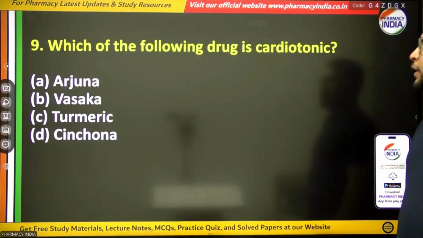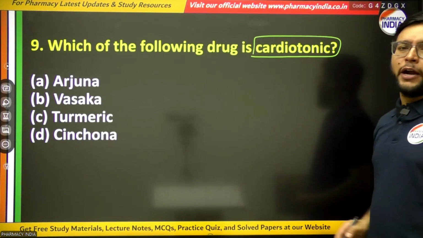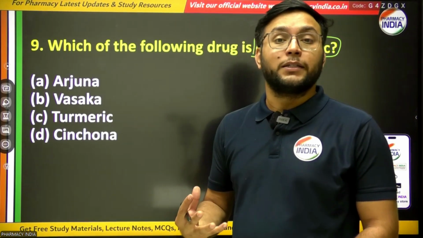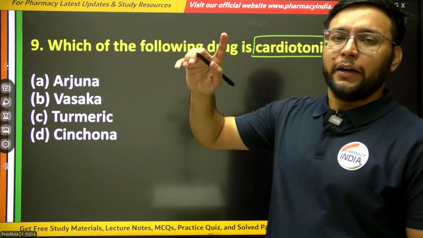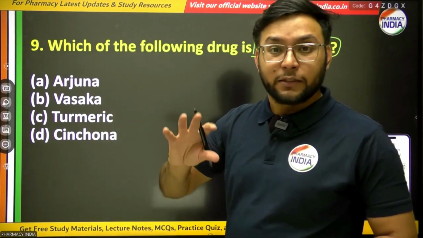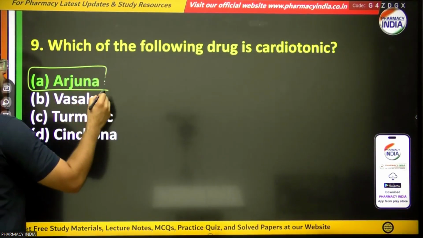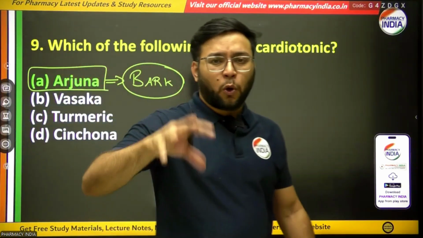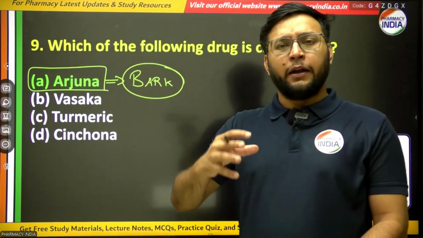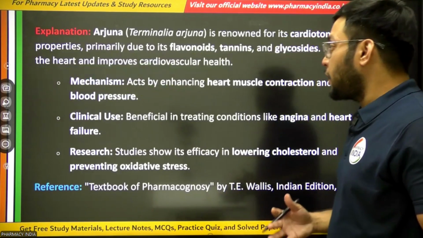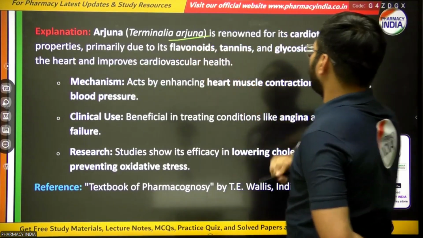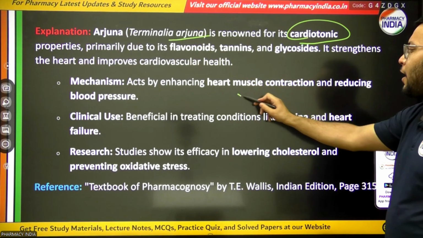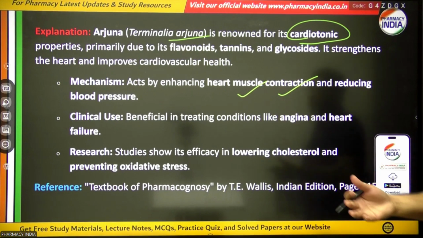Okay. Now coming to the next question: which of the following drugs is used as a cardiotonic, which means it boosts your heart muscles? Let me be very clear. You can say Arjun ki chhal, which means bark. Arjuna bark we use as a cardiotonic. The portion used is the bark. Our parents used to soak it in water one night before, and drink that water to keep their heart active. Arjuna is obtained from Terminalia arjuna. It is renowned for its cardiotonic properties. What is the mechanism? It acts by enhancing heart muscle contraction and reducing blood pressure. It is helpful in reducing blood pressure.